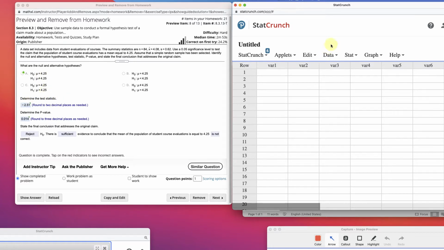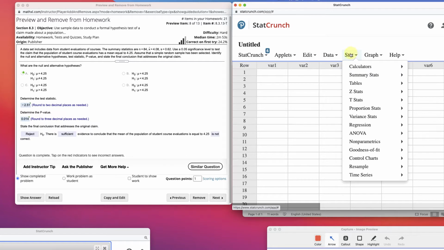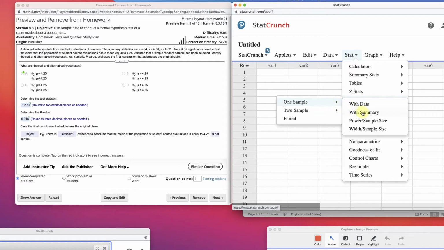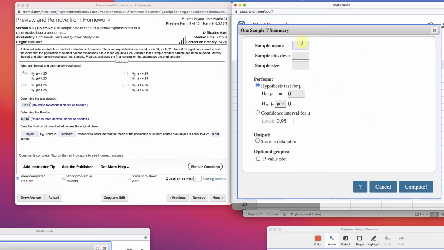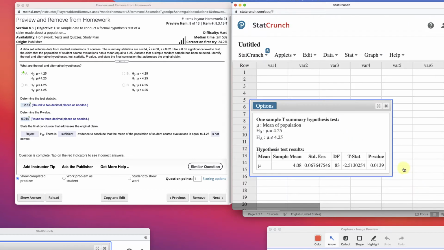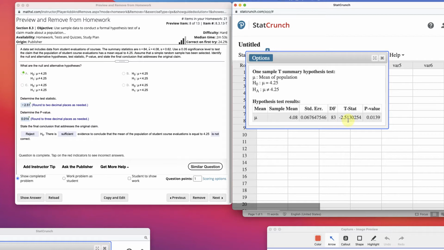We'll go through and determine the test statistic. Here in Statcrunch, it's pretty fast. You go to T Stats, One Sample, With Summary. There's a mean, and we have the sample mean, 4.08. We have the sample standard deviation, 0.62, and the size of 84. We need to get this right as 4.25, and then it is a two-tail test, right? Left and right, so not equal to. All right, there's our t-stat, negative 2.51, and then 0.0139, or 0.014 if we round up.